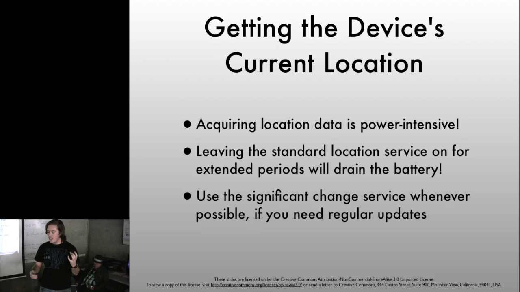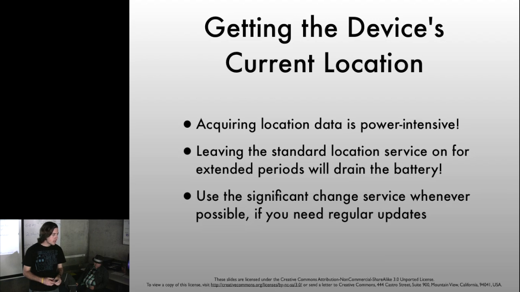The idea is Apple's recommendation: whenever possible, use just the significant change location service, because that's done in a very low power way. And if you really need that fine-grained granularity, you can certainly use the standard one with all your configurable properties, but have it off as much as possible because it will kill the battery very quickly.